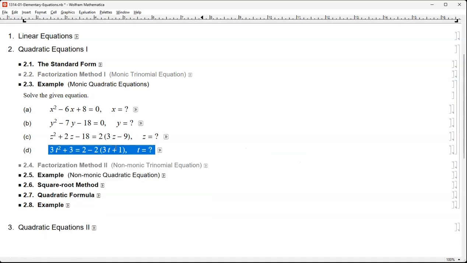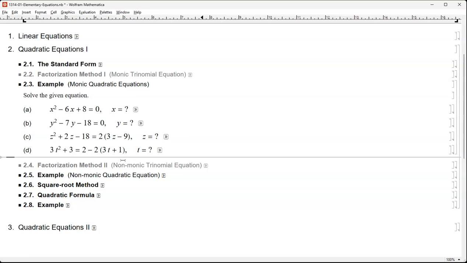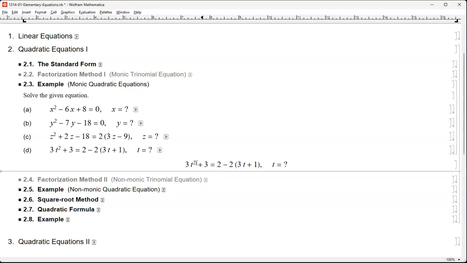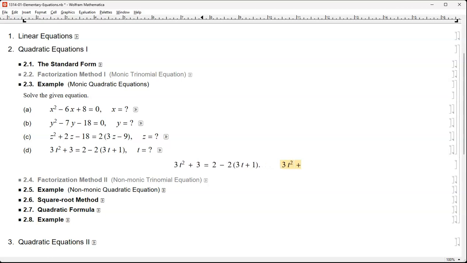Here's another example. I hope I have enough time, just enough time for this. Okay, alright. How do I break it up? 3t squared plus 3 equals 2, and then break up negative 2 times 3, negative 6t, and then negative 2 times 1, so negative 2. Did I break up correctly?